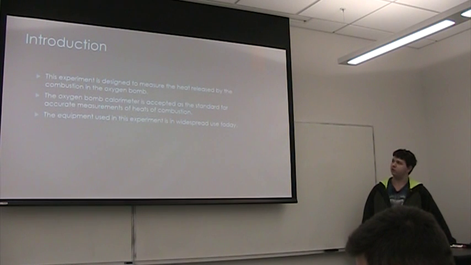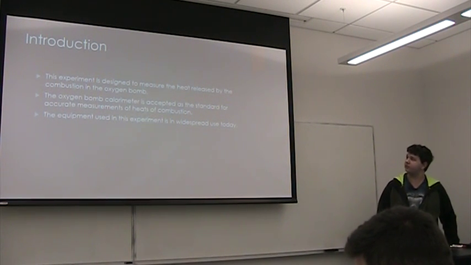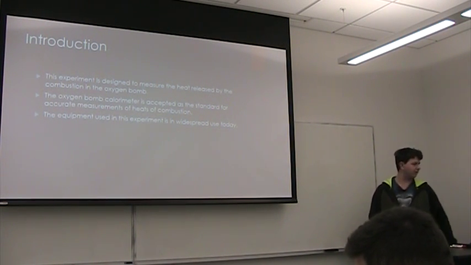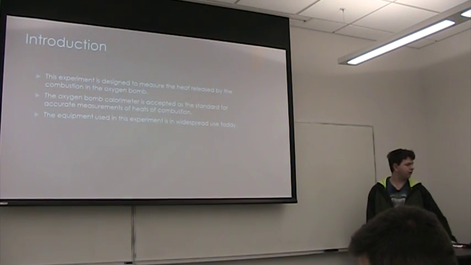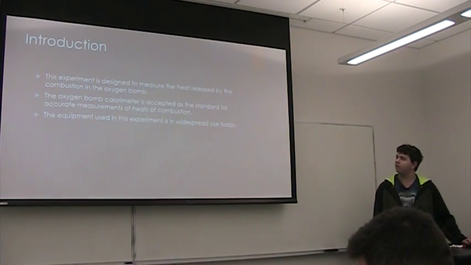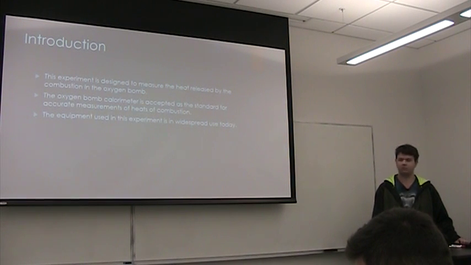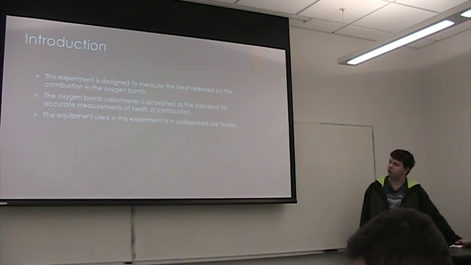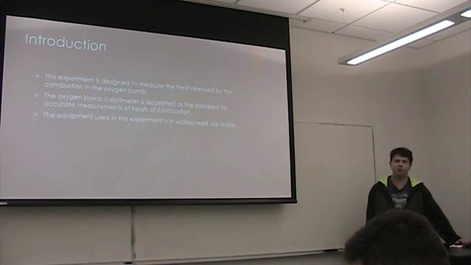This experiment is designed to measure the heat released by the combustion in the oxygen bomb we're going to have in the lab. The oxygen bomb calorimeter is a standard for accurate measurements of heats of combustion for different fuels that you might not know the heat of combustion for, and maybe you want to test how much it is. So it's in widespread use today in chemistry labs and, I guess, mechanical labs.